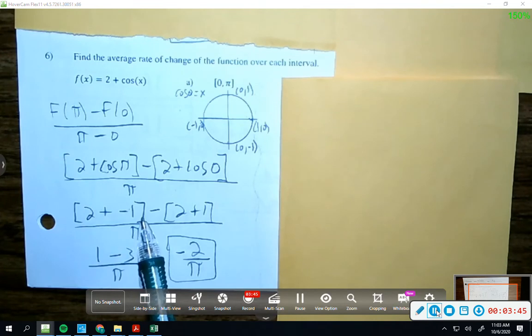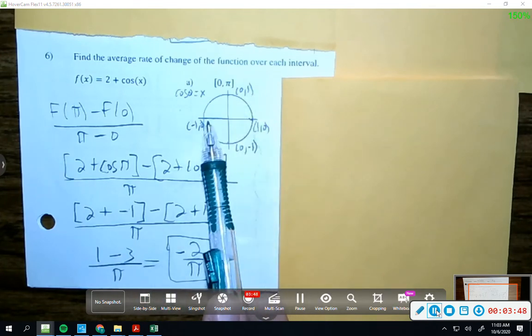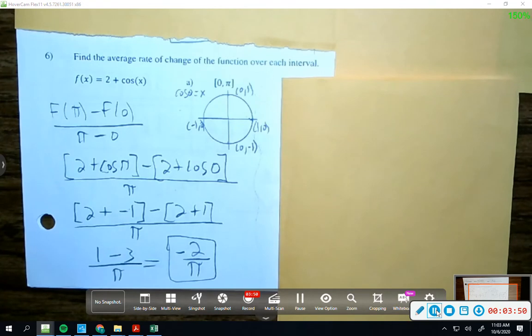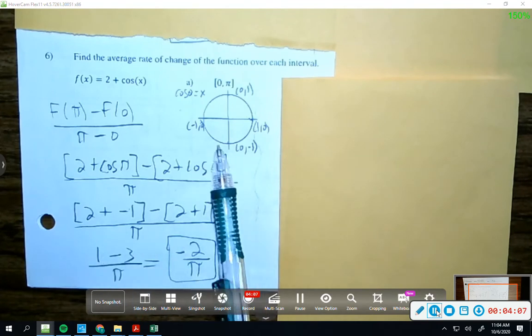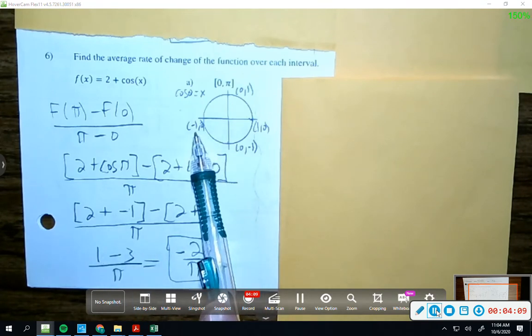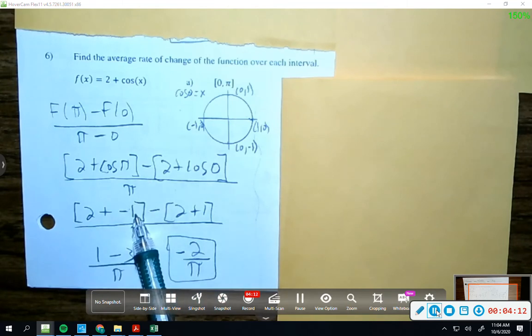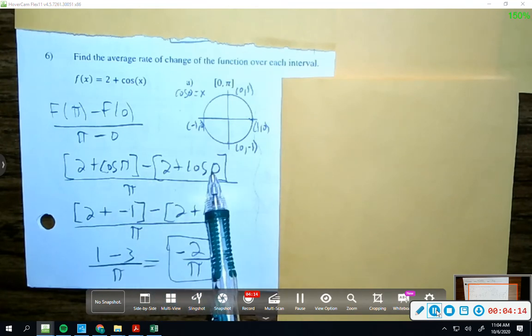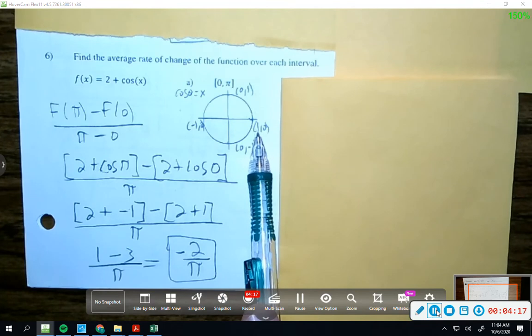The sine of a quadrantal angle equals the y-coordinate at the quadrantal angle of the unit circle. And the tangent's always going to be sine over cosine, so it's y over x if we have to evaluate a tangent. Here we're just evaluating cosine, so it's 2 plus the cosine of pi minus 2 plus the cosine of 0 all over pi. Cosine at pi is the x-coordinate at pi, which is -1, right there. The cosine at 0 is the x-coordinate at the angle 0, which is 1.